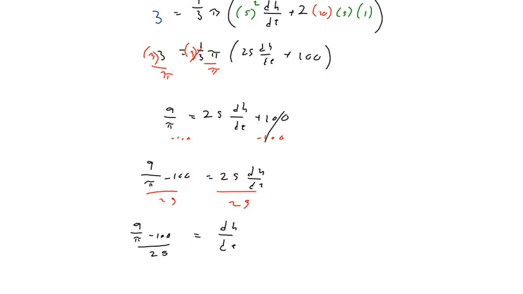which if we plug that into a calculator, we're going to get some interesting decimal answer. Let's see, 9 over pi minus 100, divided by 25 gets us about negative 3.885.